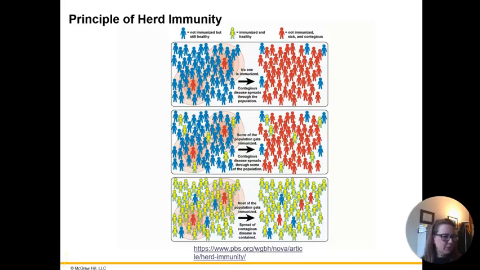All right, let's go ahead and talk about a principle we call herd immunity. You might have heard about this during the COVID pandemic. You might have heard about it in regards to pertussis and the newest outbreak of measles. But essentially what we're thinking about is, if we're able to immunize a certain portion of the population, then we can protect those people that cannot be immunized.